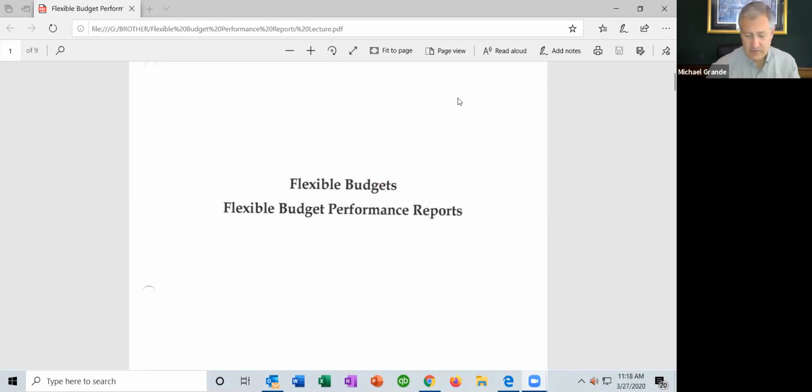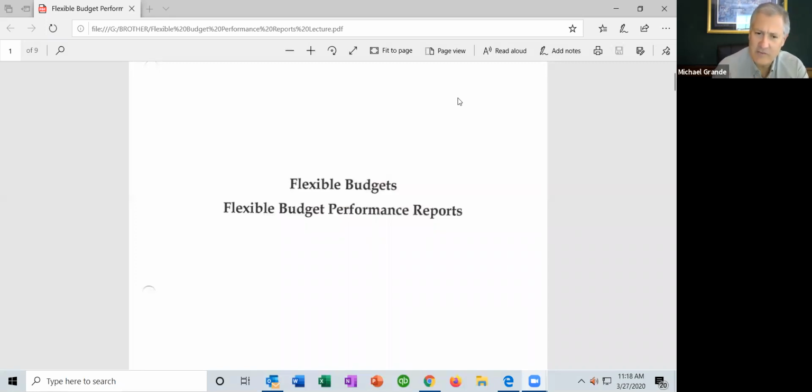What are performance reports? A performance report is a comparison between how we thought we were going to perform and how we actually performed. So we just finished a chapter on preparing budgets. And remember what a budget is. A budget is a plan. A budget is a document that estimates how the company will perform at a certain level of production. The very first question that a company has to ask when preparing a budget is, how many units of our product do you think we're going to sell?